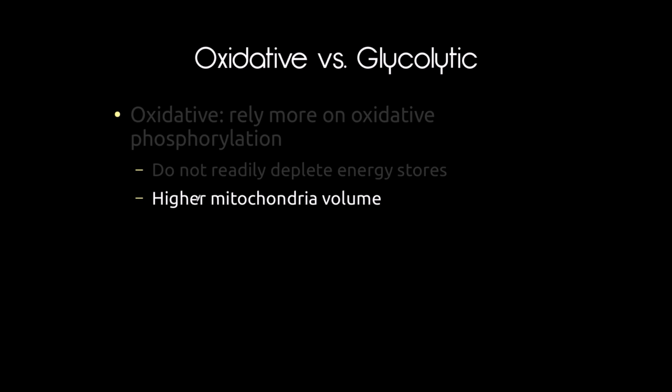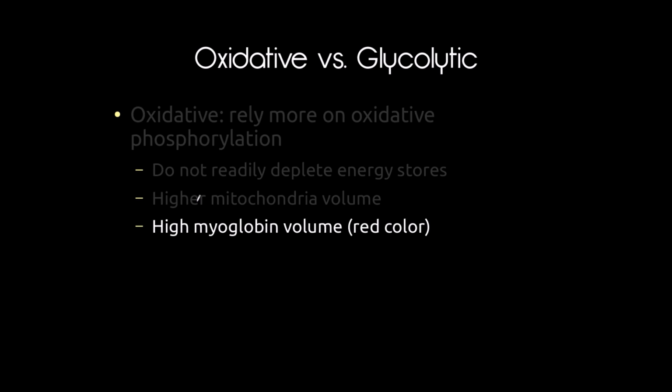They also have a higher mitochondria volume. As you will probably guess, because mitochondria is where the Krebs cycle and electron transport chain take place, we have a higher mitochondria volume in these oxidative muscle fibers. We also have a higher myoglobin volume, and this is going to result in a red color, just like blood is red due to the hemoglobin in it. Oxidative fibers tend to be very red because of their high myoglobin content.